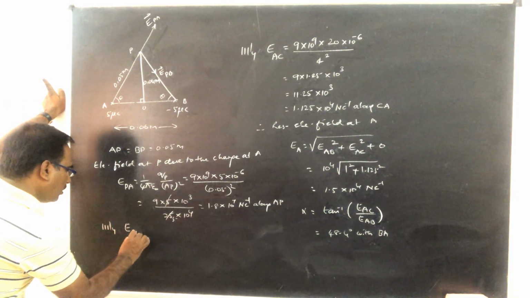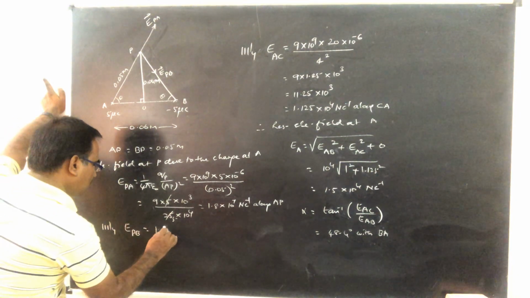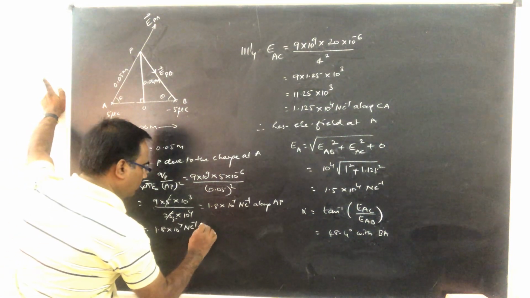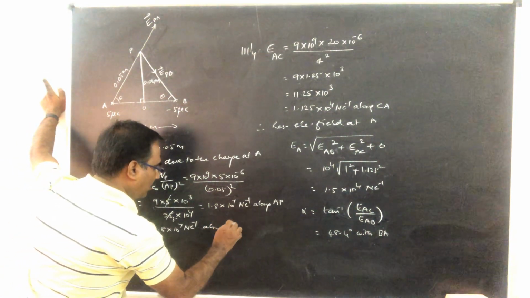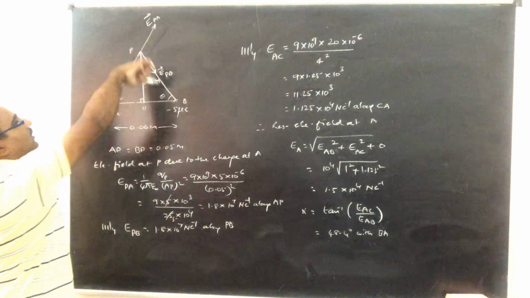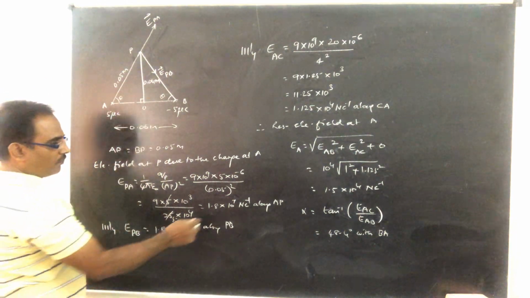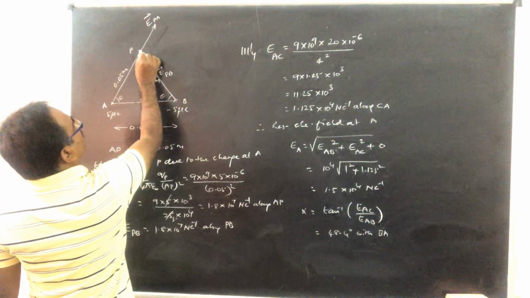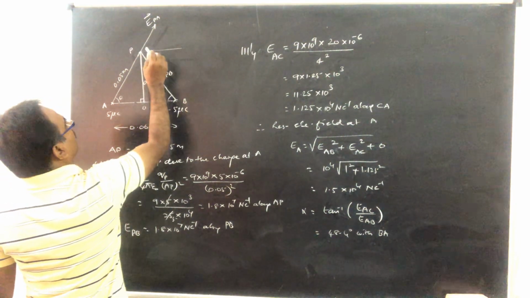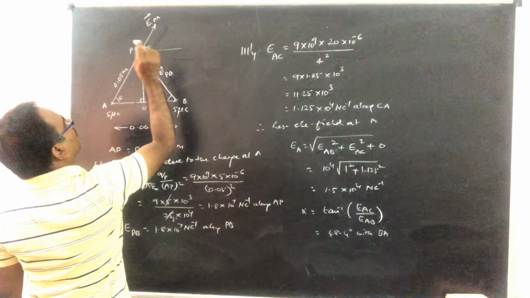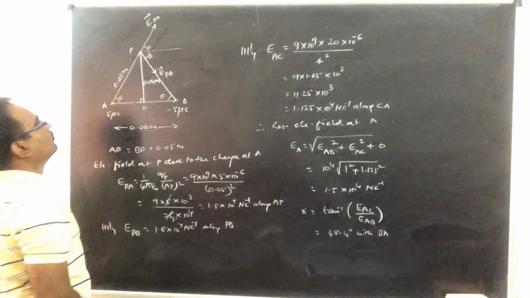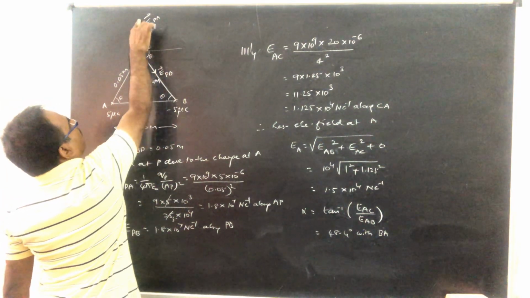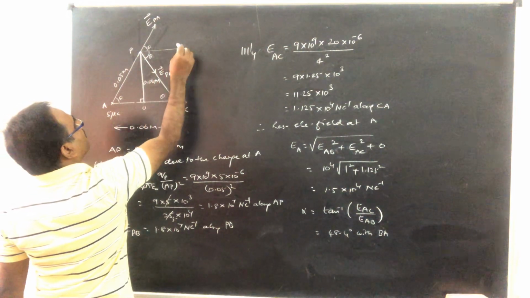Similarly, EPB is also 1.8 into 10 to the power of 7 Newton per Coulomb along PB, this side. See, these two fields are equal. So you resolve these two fields into perpendicular components. So this component and this component will cancel. So the resultant field will be in this direction.